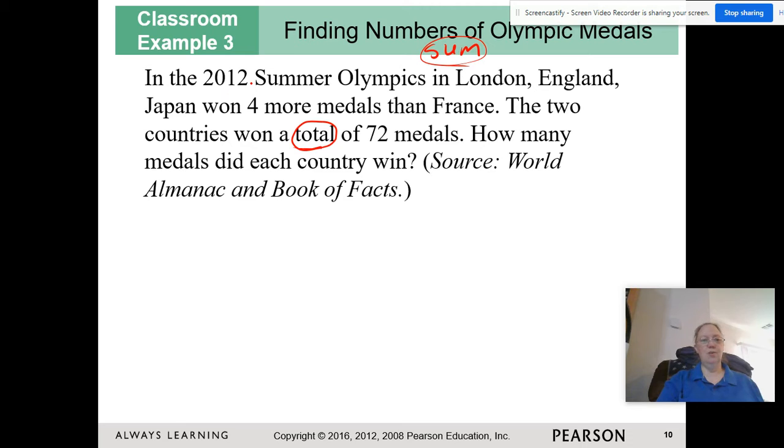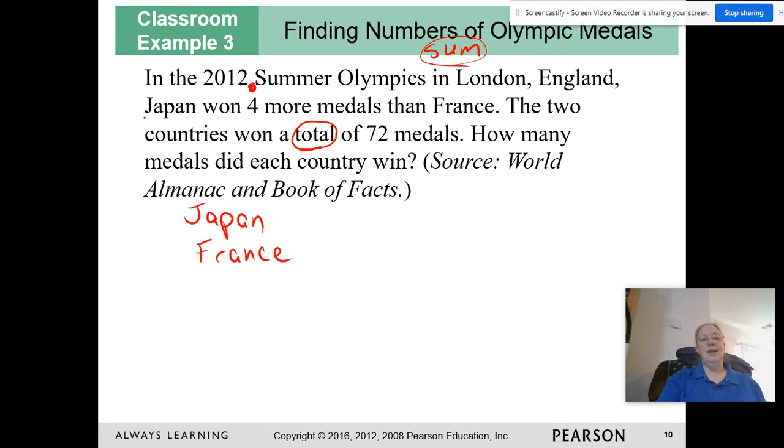In the 2012 Summer Olympics in London, now our comma, Japan won 4 more medals than France. Next thing I want you to do is write down Japan and France. Do not skip this step. I'm not even joking.